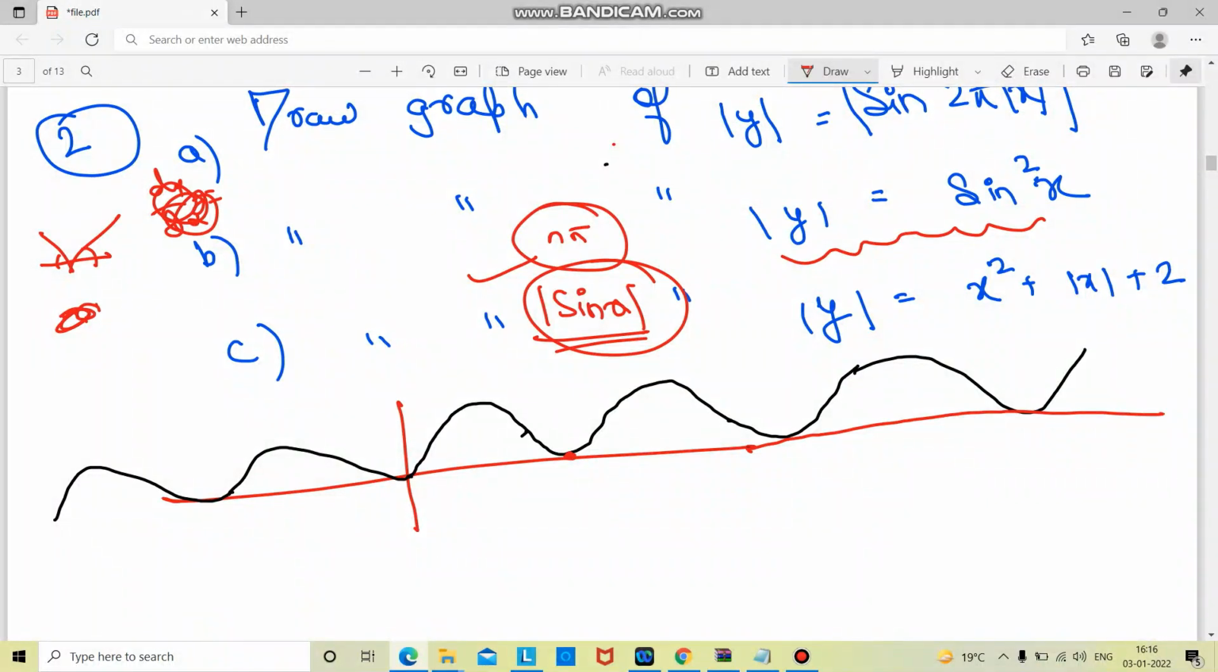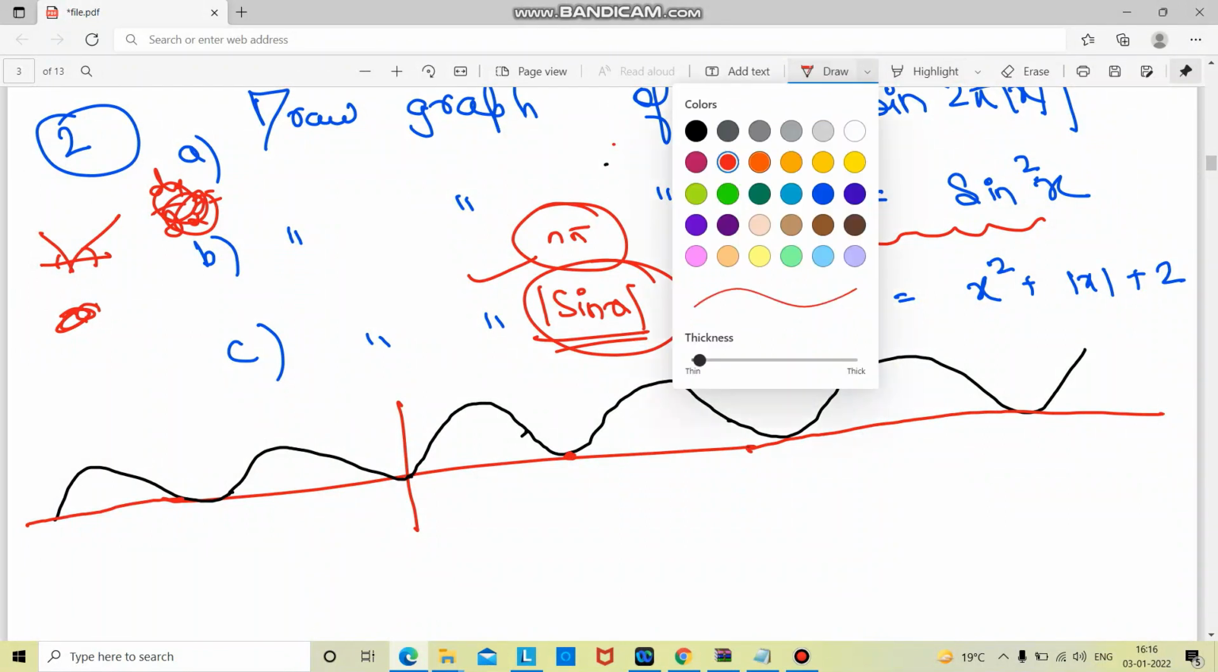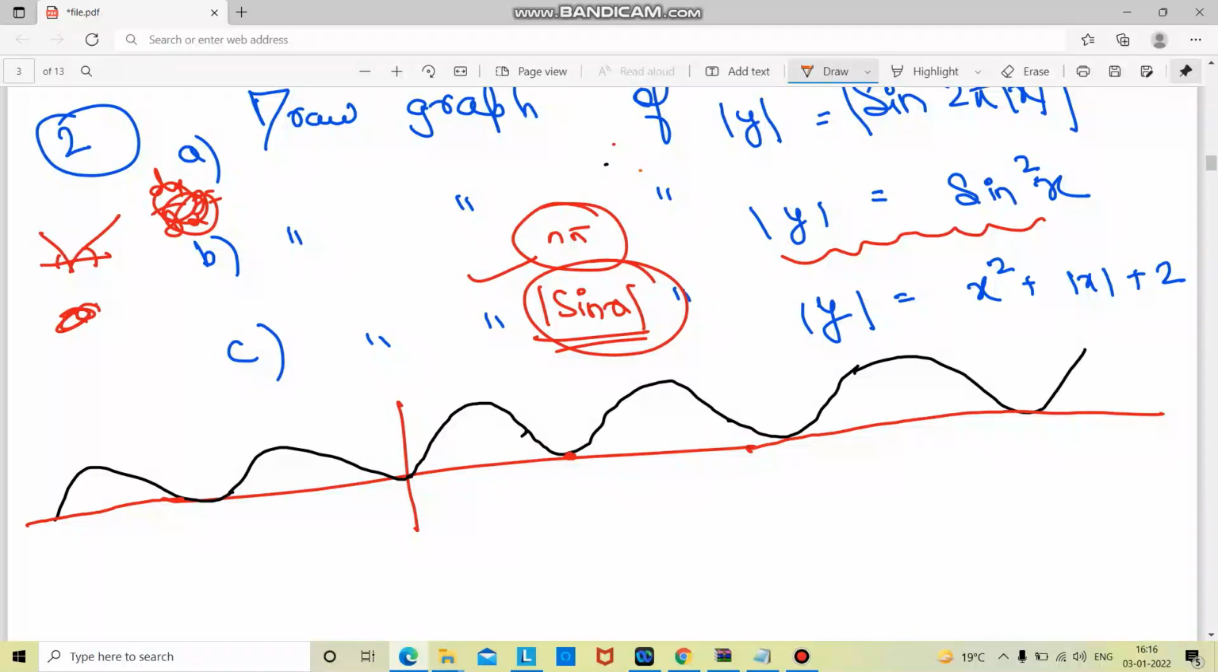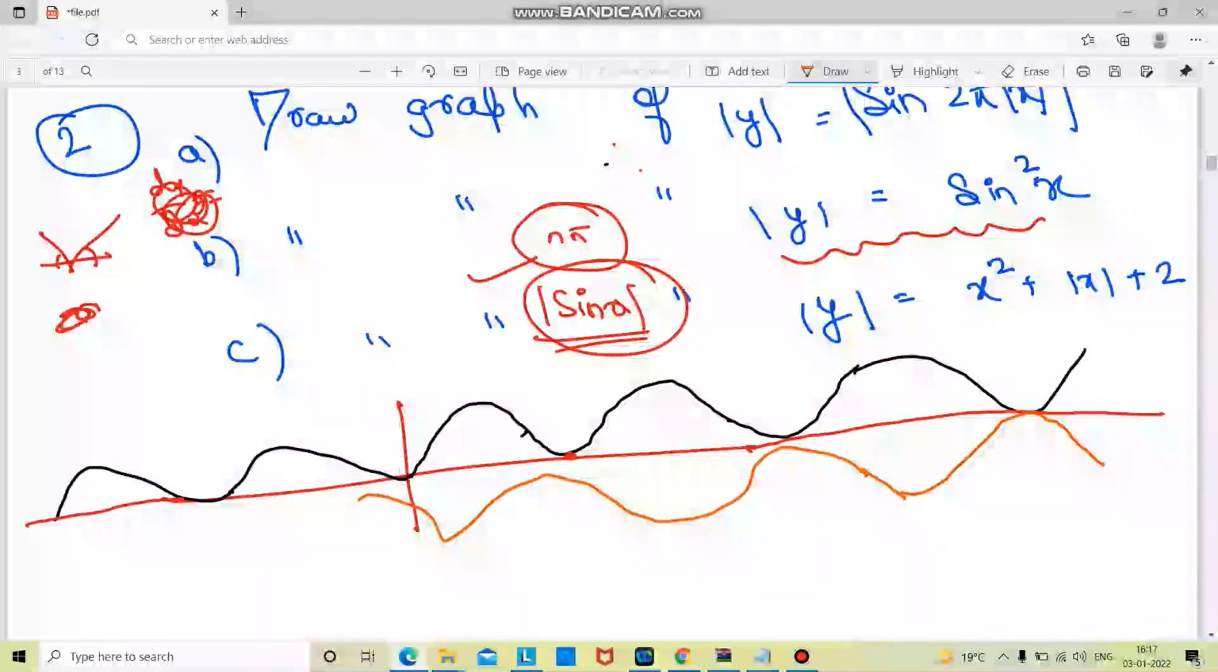So this is the graph of y is equal to sin squared x, but we have to draw mod y is equal to sin squared x. So what we do, we remove the portion below the x-axis. But as we can see, there is nothing below the x-axis, so we do not need to remove anything, and we will take the mirror image of this. Mirror image of this would look something like this. So you can understand what I am trying to draw. This would be the graph of mod y is equal to sine squared x.